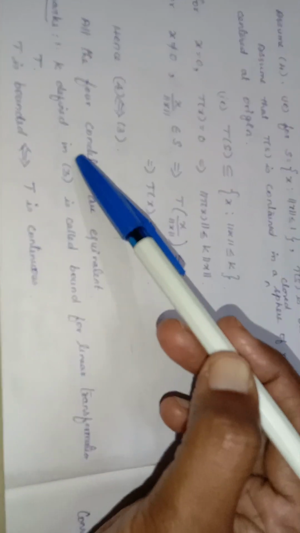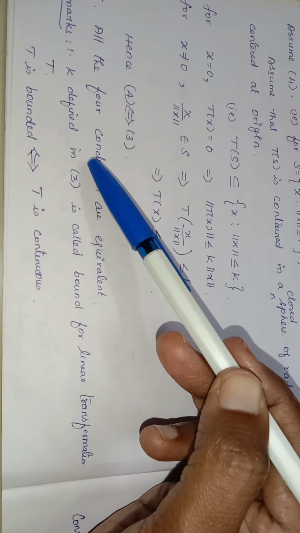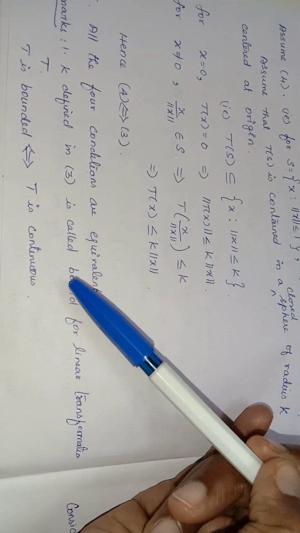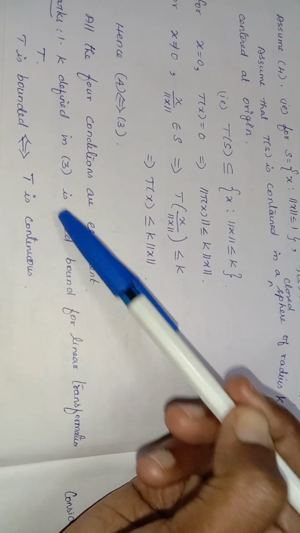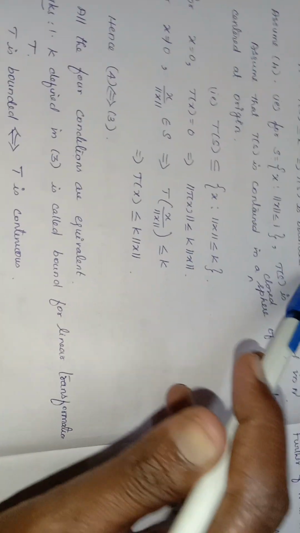The k defined in the third condition is called a bound for the linear transformation, and T is bounded if and only if it is continuous. So this is a deduction from the previous theorem only.